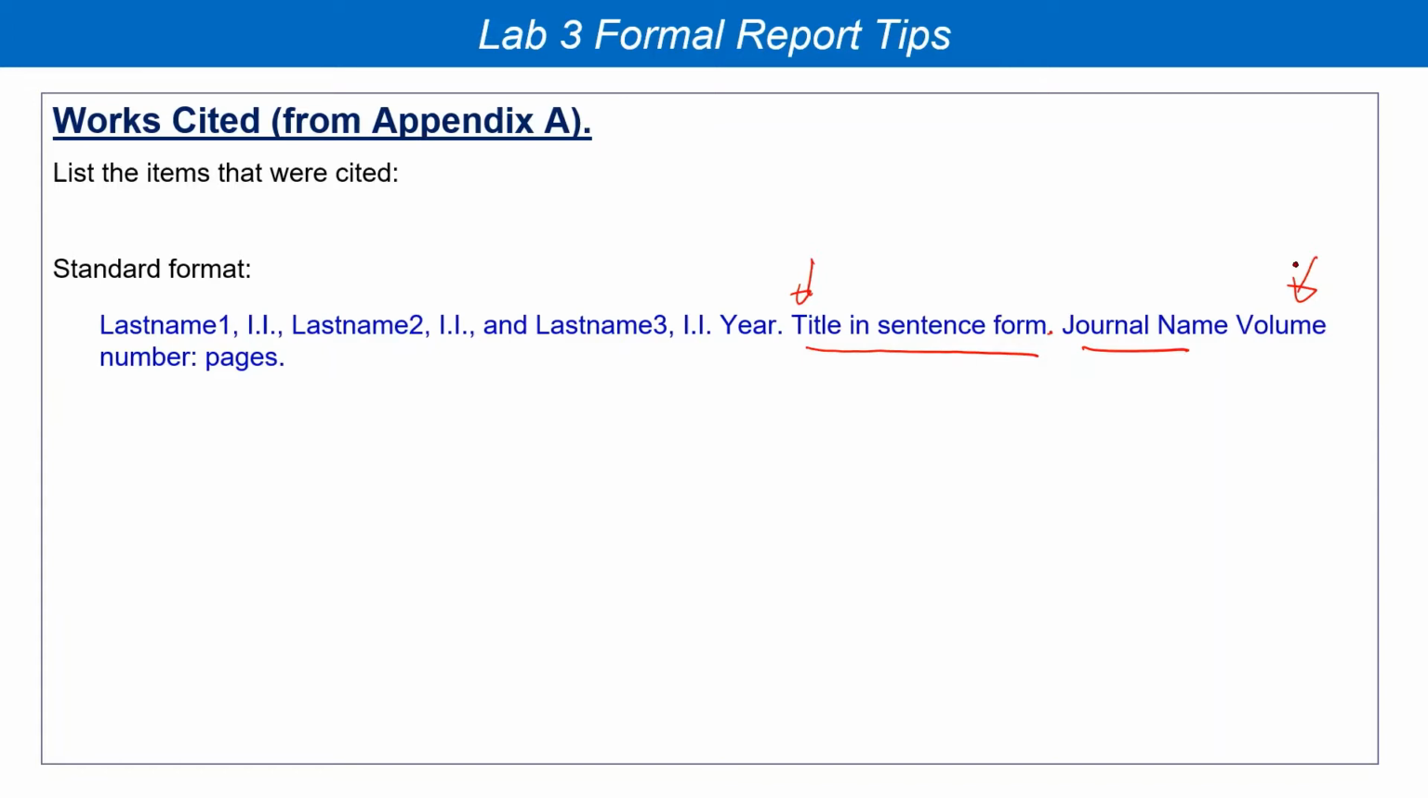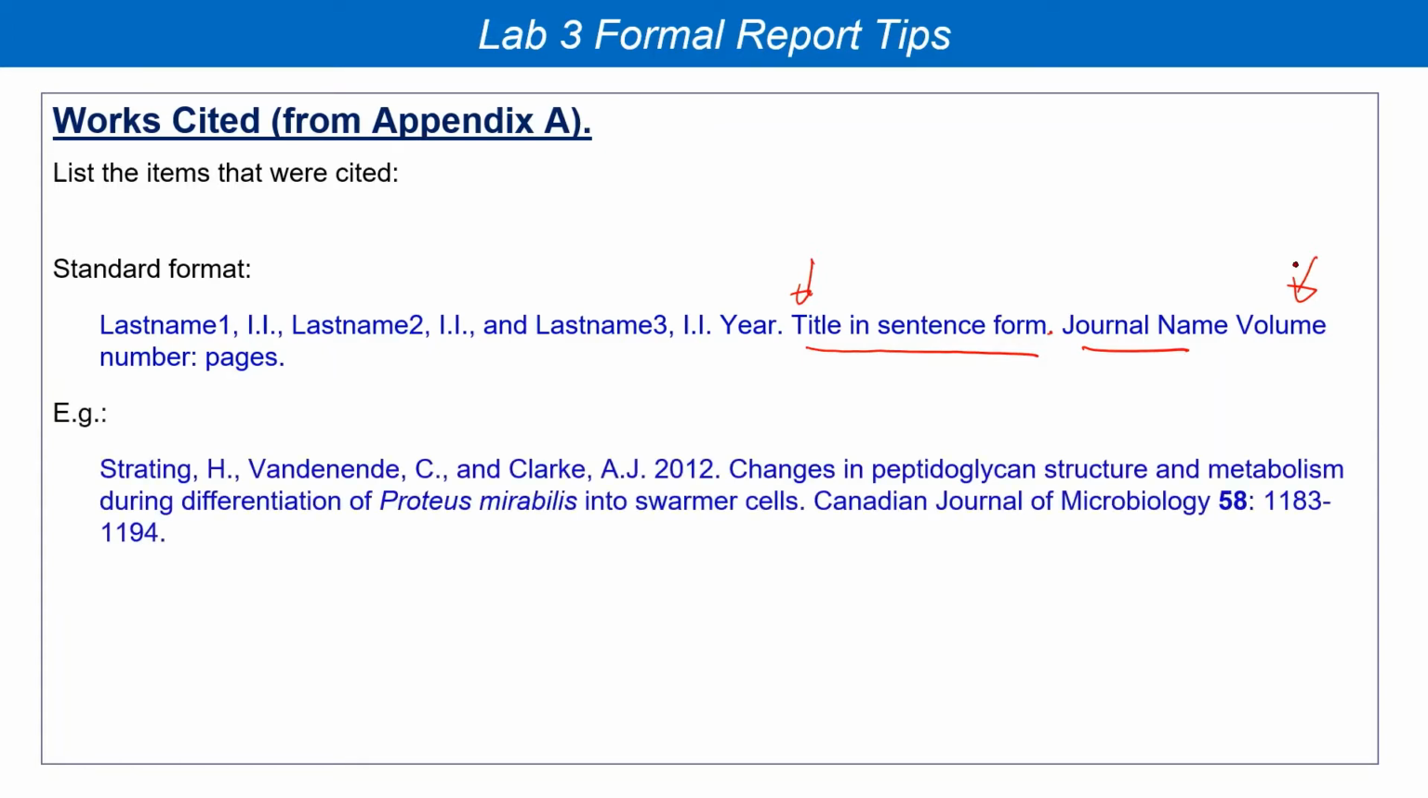I didn't put that, and then the pages. So that's a standard format. Here's an example of somebody I collaborated with, and you can see there's all their names, the year. Notice there's a species name right here, and it's in italics as usual. And the Canadian Journal of Microbiology, there is an abbreviation for that. You can either use the abbreviation or use the full name. There's the volume number, the page numbers.